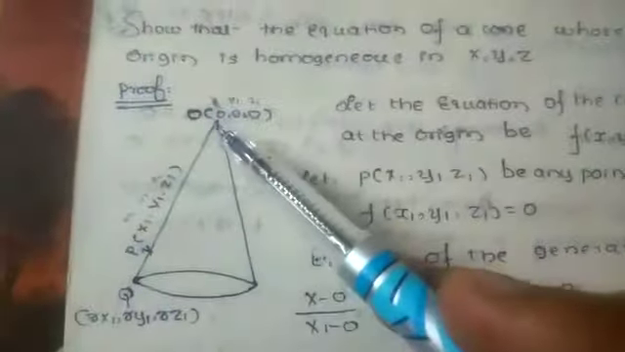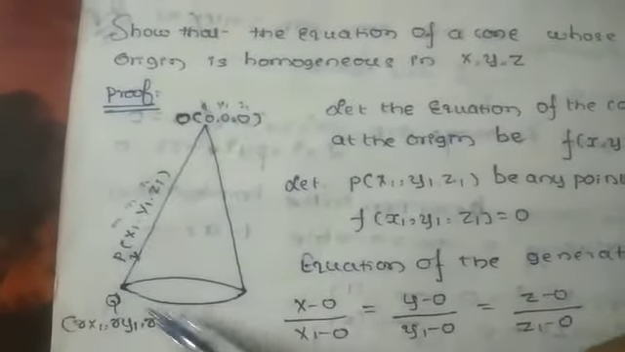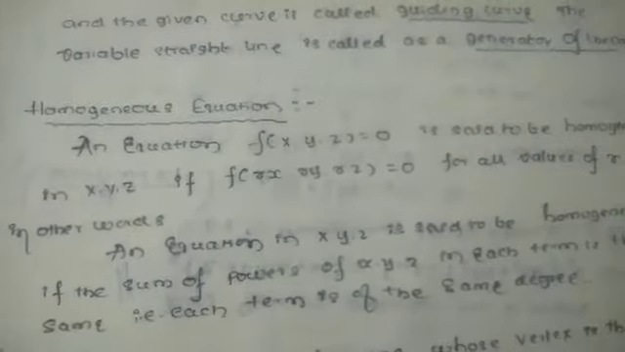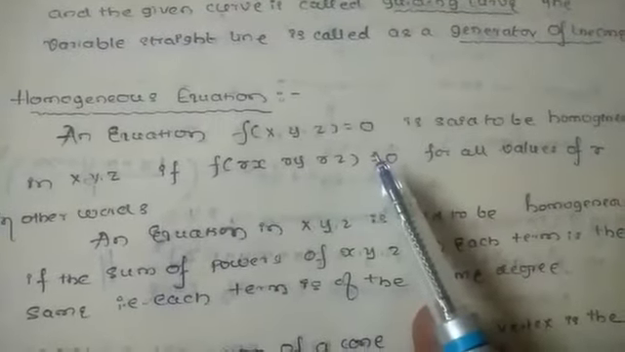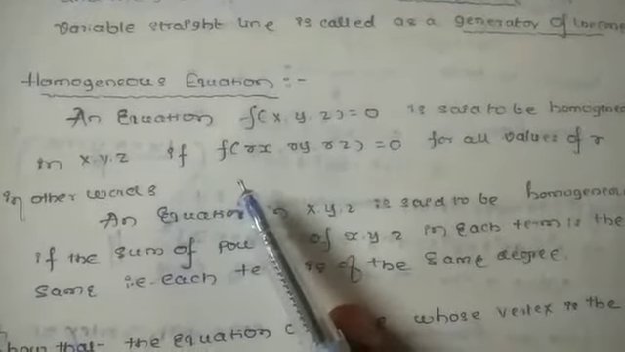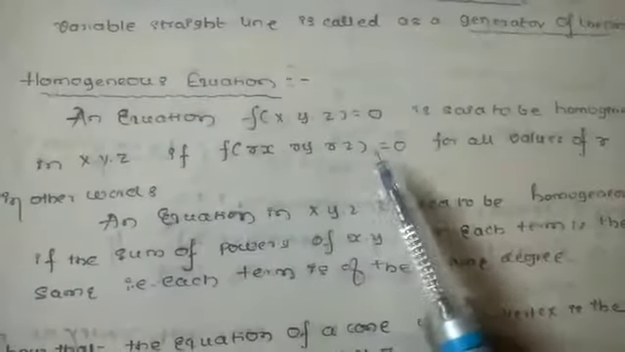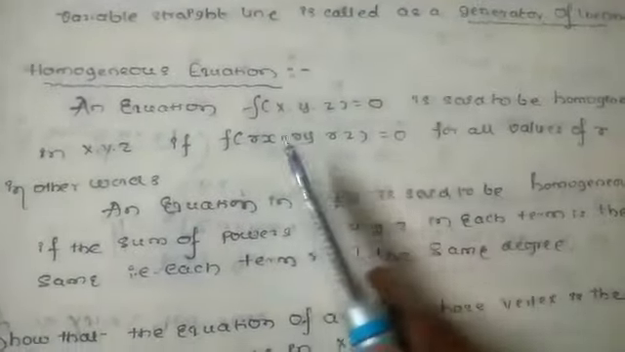From this diagram, this is the vertex, these are the generators of the cone, and this is the guiding curve. Now let us see what a homogeneous equation is. An equation f of x y z is equal to 0 is said to be homogeneous in x y z if f of rx, ry, rz is equal to 0 for all values of r.